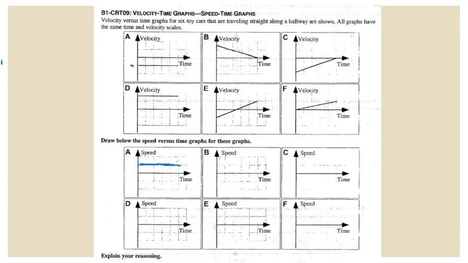For B, the velocity starts positive and stays positive at 1.5 and then decreases to 0 by the 1, 2, 3, 4, 5th time marking. And so the speed graph should just look exactly the same. Speed, at least instantaneously speaking, meaning at any particular instant, is the magnitude of the velocity.